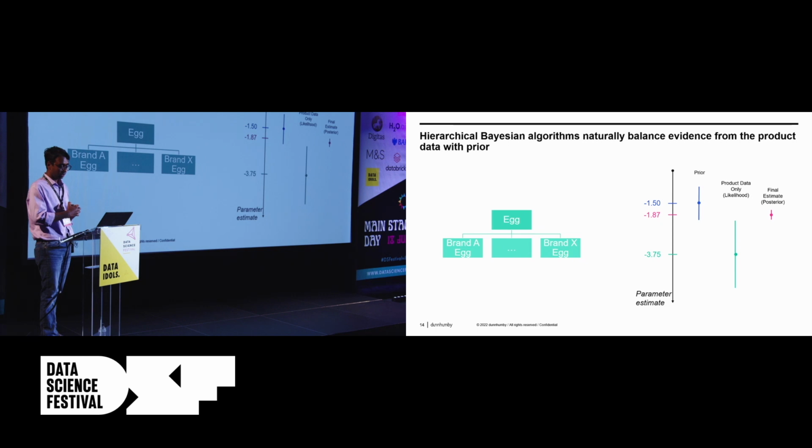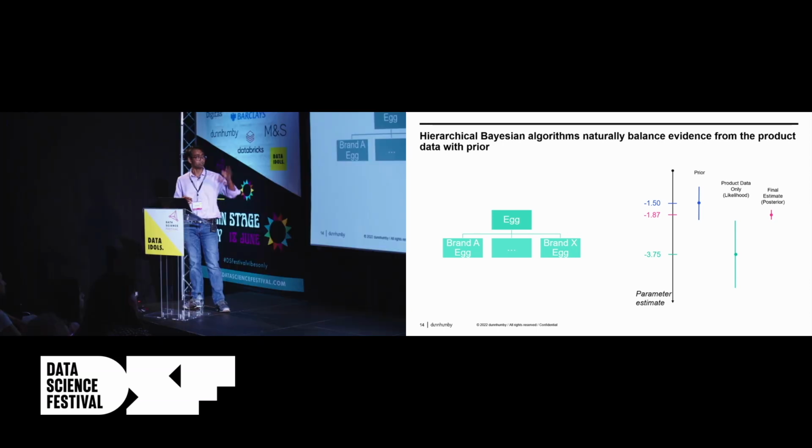So in the second chart, we are showing how the Bayesian algorithm naturally balances evidence from different data levels. This is an example of the distribution of the prior and the likelihood, and then the final estimate, the final posterior distribution. As you can see, the prior distribution is centered around minus 1.5. The likelihood is centered around minus 3.75. But the dispersion in the likelihood, which is shown by the green line, I don't know whether it's coming through or not, it's basically the second one from the left, is quite long, which means that the dispersion is quite high. The data is really noisy, and the estimation of the likelihood is not very robust.